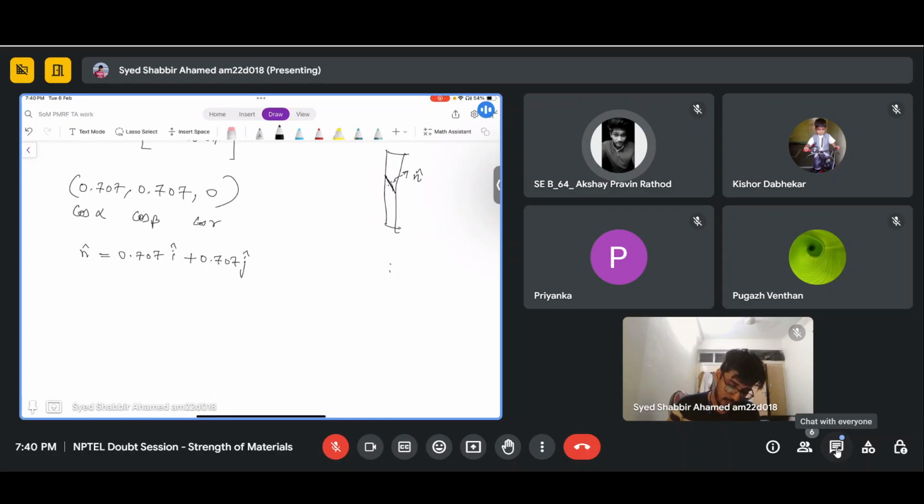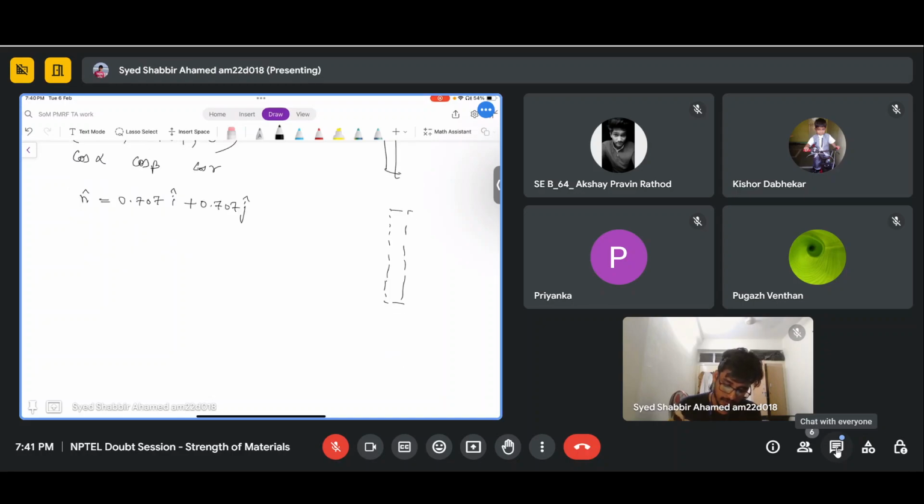So let's say they are giving something like this. Let's say this is the x-axis and this is the y-axis, and if they said that the plane is at an angle of some theta degrees, this is the plane.